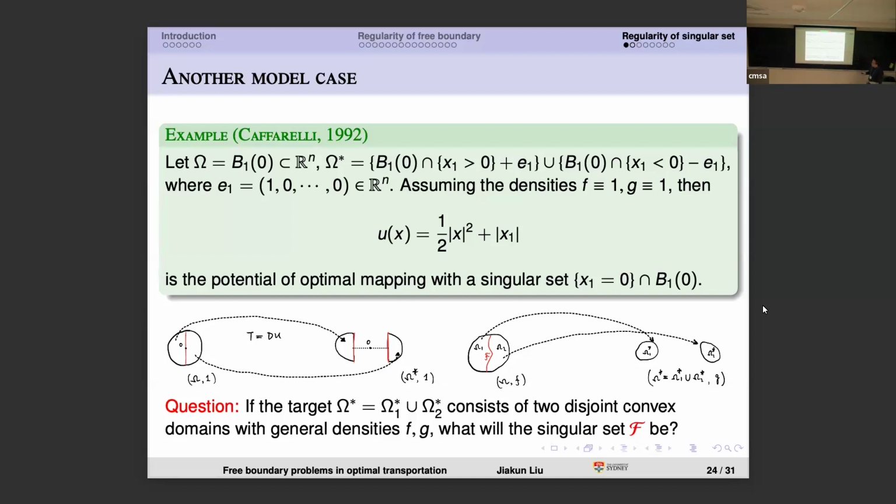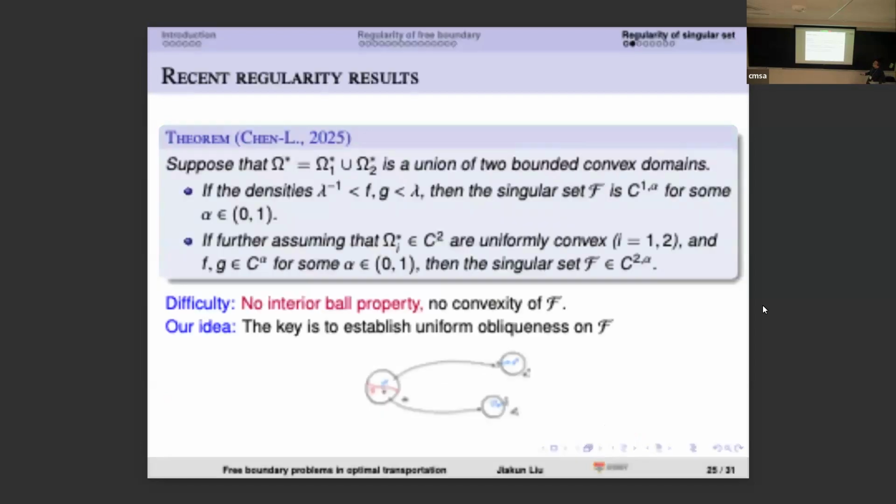So we're trying to understand, in mathematics, the general case of this singular set, or we can call it the free boundary. It's up to you. We're trying to understand how smooth it could be. In Caffarelli's case, it's flat, so there's nothing to talk about. But now I'm looking at the more general case. We're trying to understand the geometry and the regularity of this hypersurface.